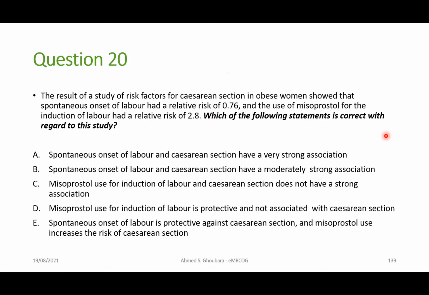So A, spontaneous labor is protective, yes, because it's less than 1, correct. And misoprostol increases the risk of cesarean section. This is based on understanding how to interpret risk ratio and odds ratio. Less than 1 is protective, 1 means equal to each other, which is non-significant, and more than 1 means exposed more than unexposed.